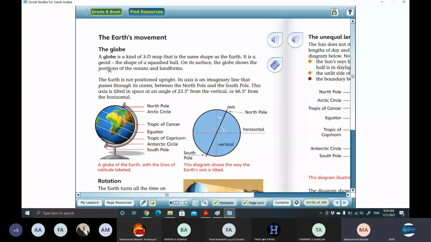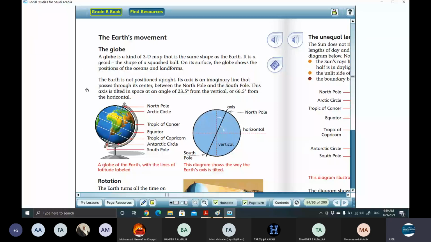All right. So simply, our globe means the universe we are living in, containing millions of solar systems. It is not a pool. It's not like our planet Earth. No, it's a geoid. A geoid means it's like a squashed ball. Just imagine that you have a ball and you squashed it. On its surface, our globe shows us the positions of the oceans and also the landforms.